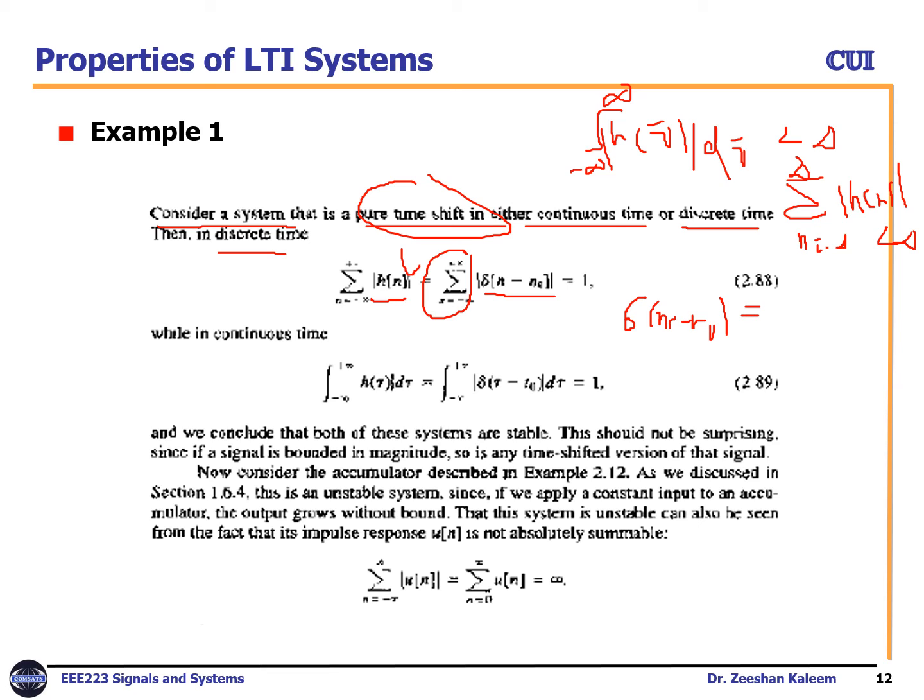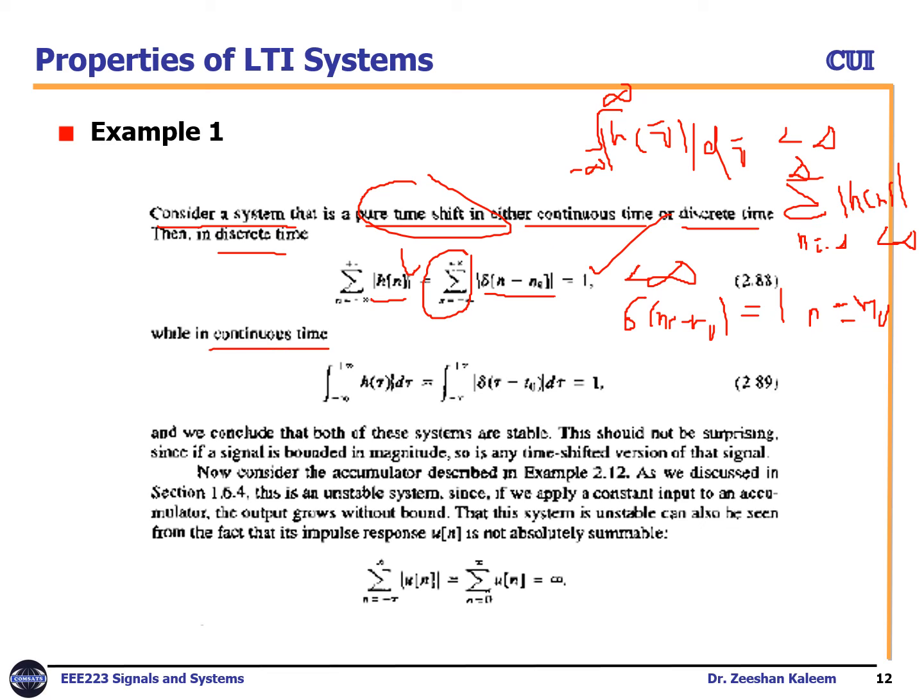So it will only give you 1 at n equals n naught, and for other values it will be 0, right? So this summation doesn't affect. So the result will be 1. So you see that 1 is less than infinity. So it means that it is bounded input, bounded output stable.